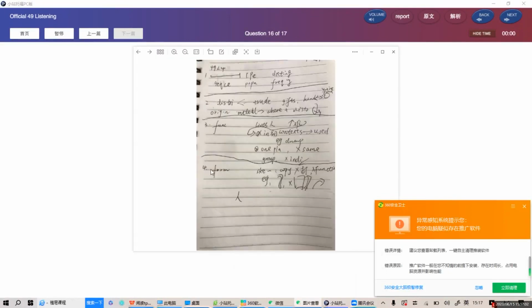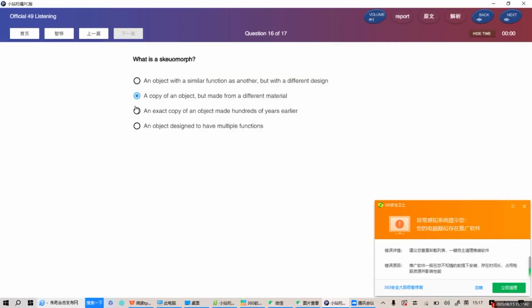Let's check the notes. It's in the 4th point. Here, I just use the initial letters to represent the term. Okay, so it's a copy. It's not the same material. You can use the symbols, okay, and also some pictures or letters to represent the information. It's not in the same material. It does not serve the same function. So in the 4 options, second one, skeuomorph is a copy of an object but made from a different material.